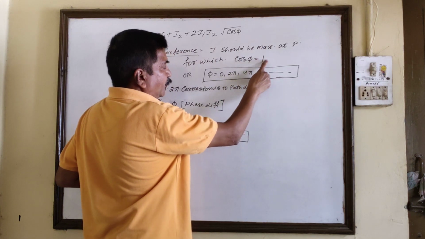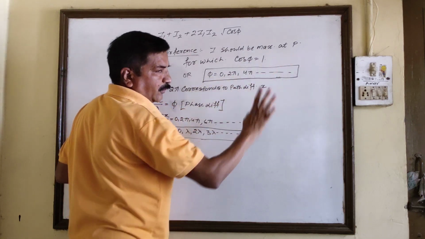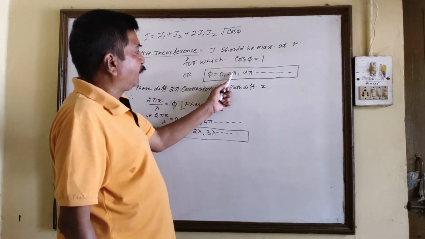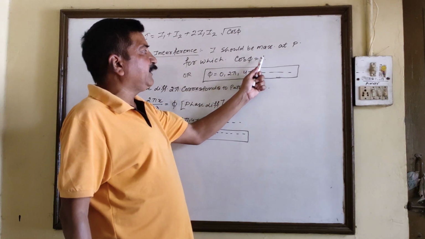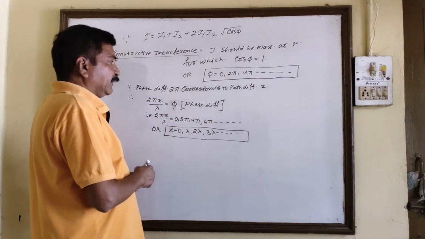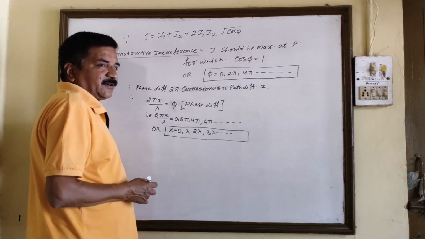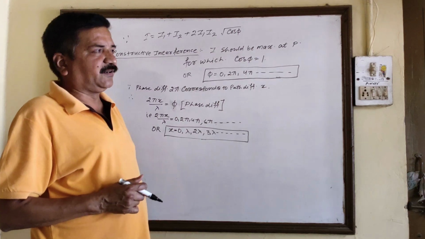Cos phi value is 1, that is phi is equal to 0, 2 pi, 4 pi and so on. These are the terms for which the value of cos will be equal to 1, or maximum. Right? Now, last year, we have read the relation between the phase difference and path difference.